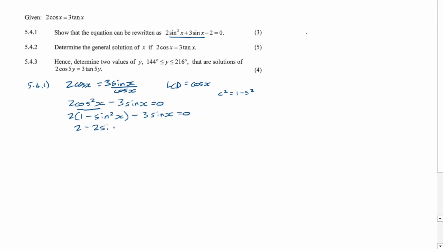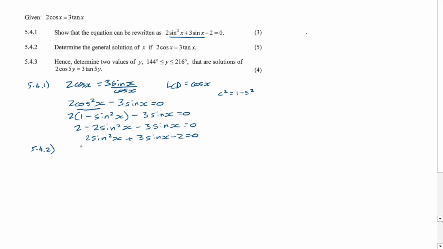And so I'm timesing it in carefully, and they want the answer to be positive 2 sine squared x. So I'm basically taking it to the other side, or if you want, you divide everything by a negative. So if I divided everything by a negative, I'd get 2 sine squared x plus 3 sine x minus 2. It's always good to make it look like the question. Makes examiners happy. Then determine the general solution of this.